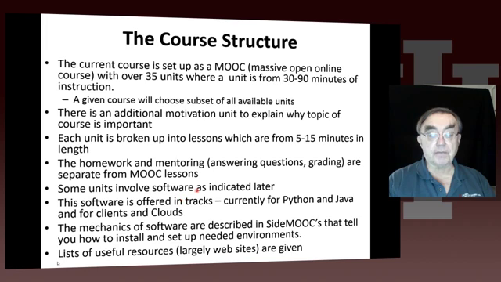So we have software, and we'll indicate which of the units has software. And as mentioned, the software is offered in tracks, Python and Java, and it's often allowed to be run on clients or clouds. We have what I call side MOOCs, which actually just look like ordinary units to you. The mechanics of the software is something that can be used in many courses, and so those particular side MOOCs might be reused elsewhere.